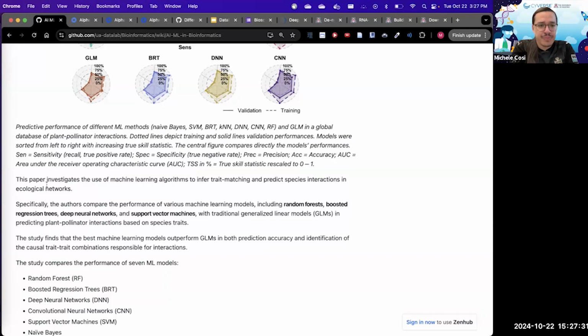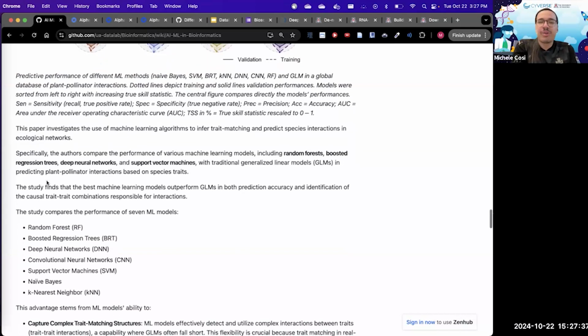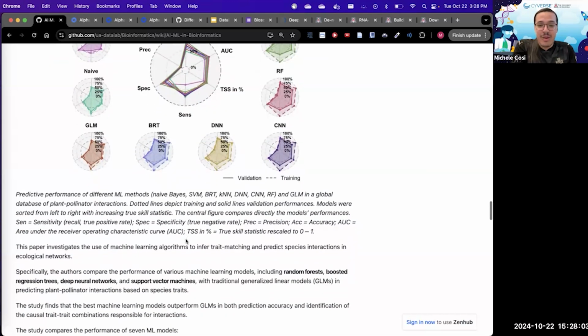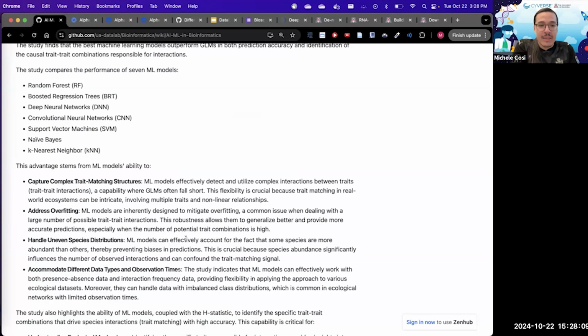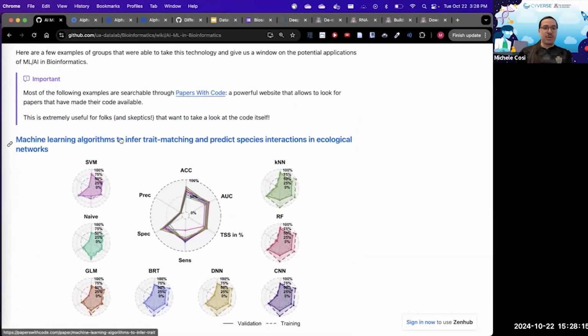So random forest, boosted regression trees, deep neural networks. Well, deep neural networks, I think, are more of a non-classical machine learning method, same as convolutional neural networks. But support vector machines, I think, are more classical, as is k-nearest neighbor. And essentially what they were trying to do was to observe interactions in nature itself, seeing whether there was any statistical relevance. I'm scrolling up and down over here, but I should probably just go to the paper itself.